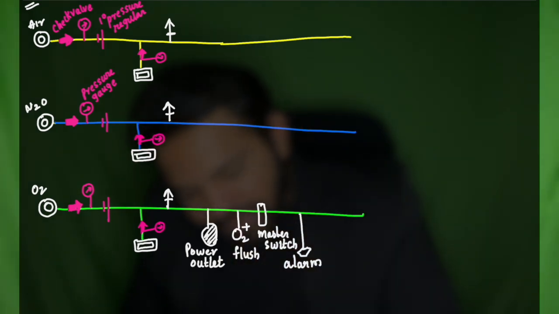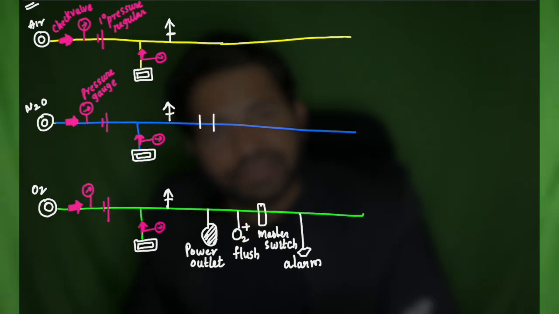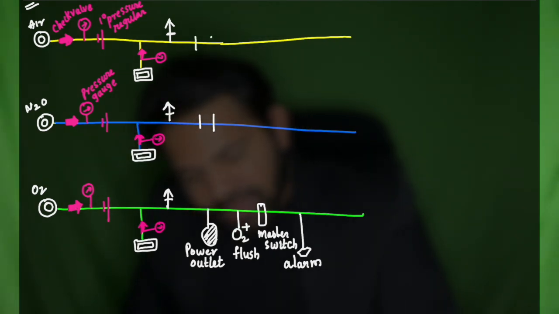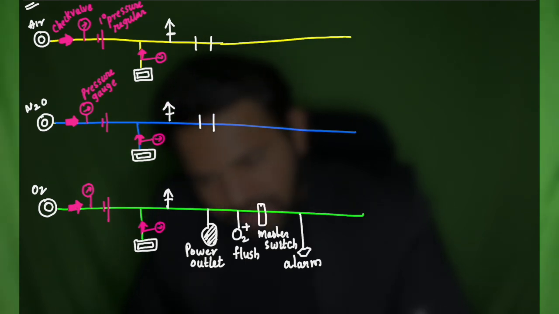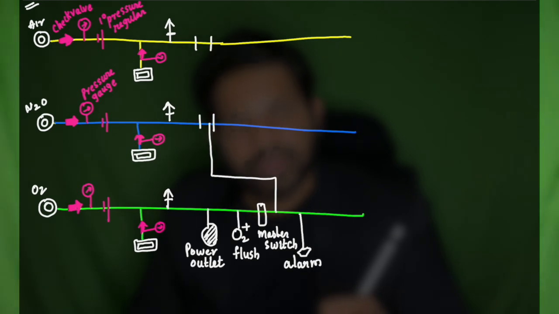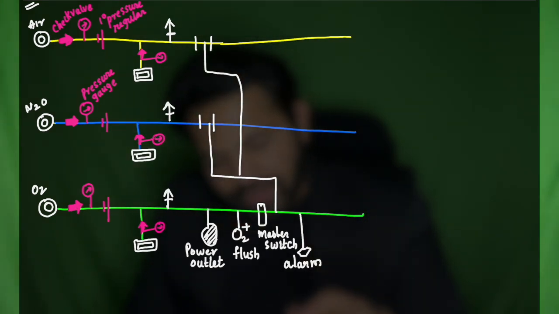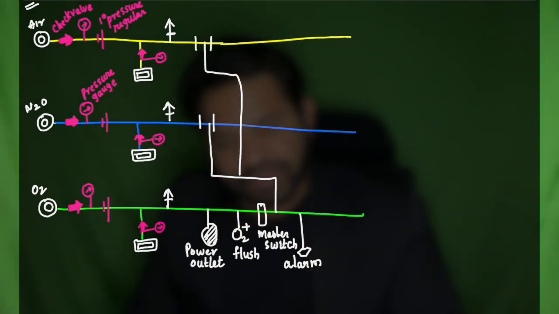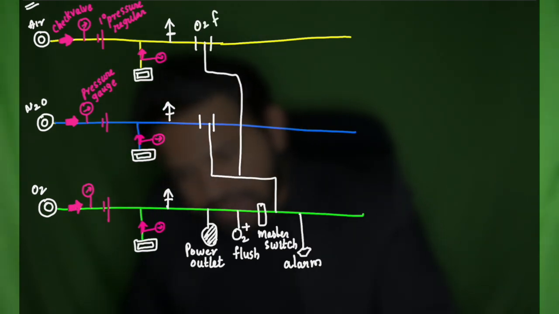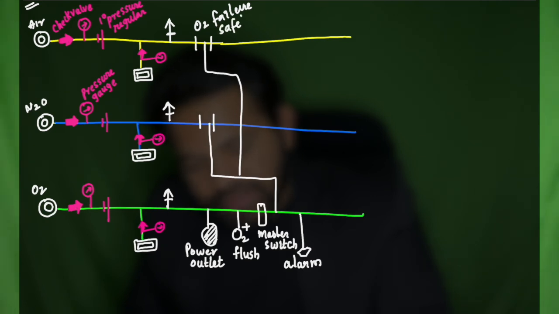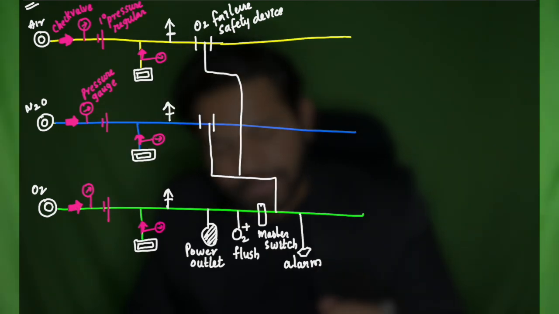Then we have something called an oxygen failure safety device. So here the oxygen is connected to the nitrous oxide supply. Then this is also connected to the air supply. Okay, simple line diagram. So this is the oxygen failure safety device. I hope this is very clear.